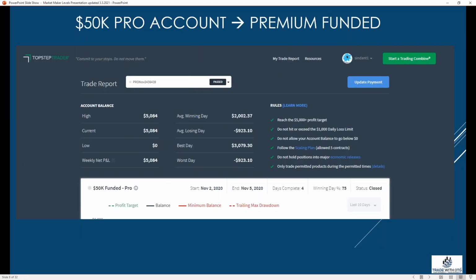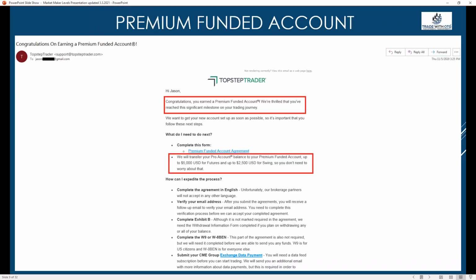All right, so we went from the 50K pro account to a premium funded account in literally 4 days, right? You had to hit a $5,000 profit objective, and we actually did that in 4 trading days, from November 2nd to November 5th, with 75% winning days. In other words, we had 3 winning days and 1 losing day. And our worst losing day here was $923. Now, this is the letter that they send to you when you reach that premium funded account. Congratulations, you earned a premium funded account. We're thrilled that you have reached this significant milestone.